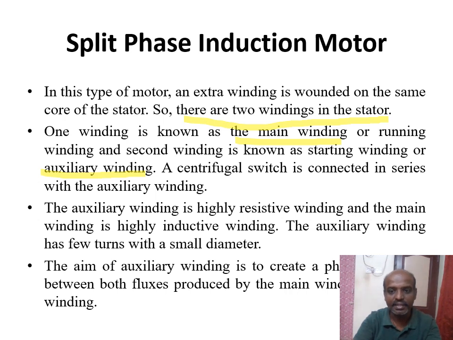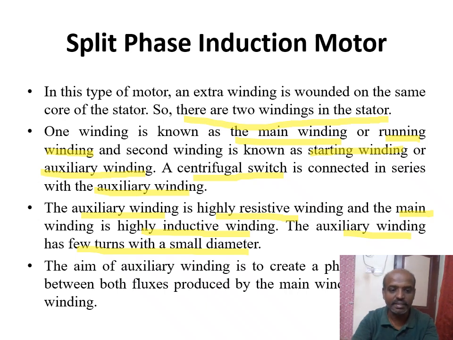In some cases, the main winding is called the running winding, and the auxiliary winding we call the starting winding. And one more switch is connected in series to the auxiliary winding. So a centrifugal switch is connected in series to the auxiliary winding. In this construction, the auxiliary winding will be a highly resistive winding. The main winding will be a highly inductive winding. The auxiliary winding has few turns with a small diameter.